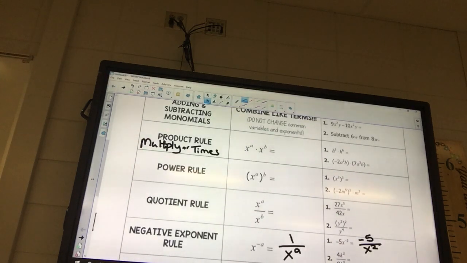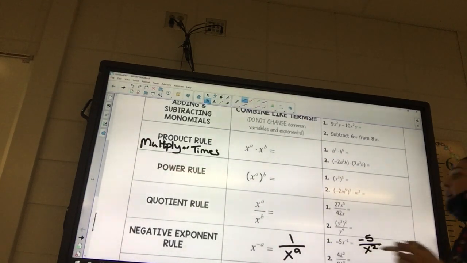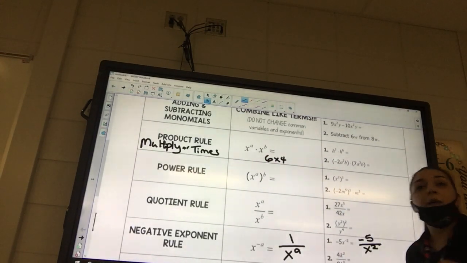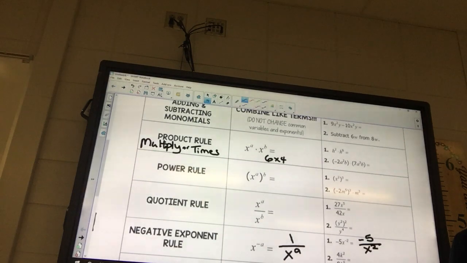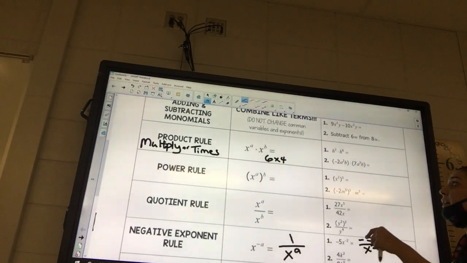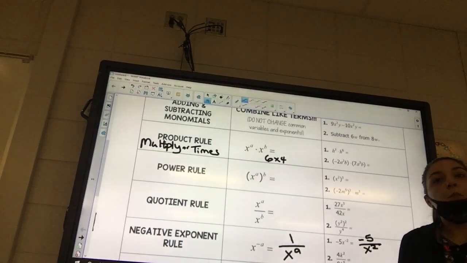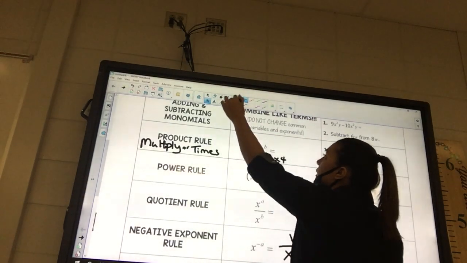Now, normally in math, we use an x for times, right? You would say 6 times 4. They don't do that with exponents. It's always a dot. I say that because sometimes we see parentheses and we know to multiply, but for all of these, you're going to see a dot.